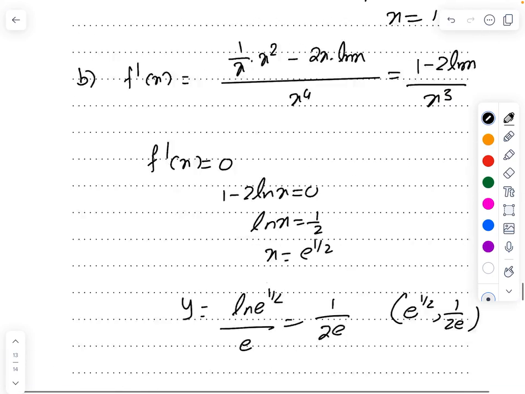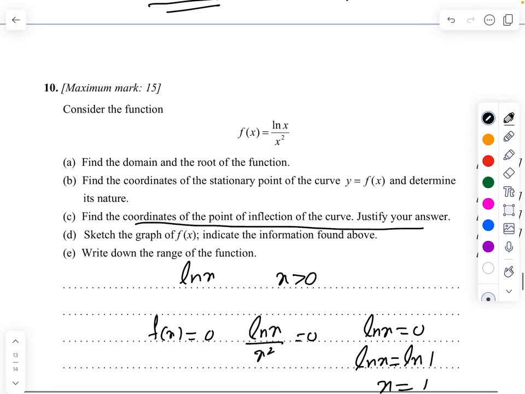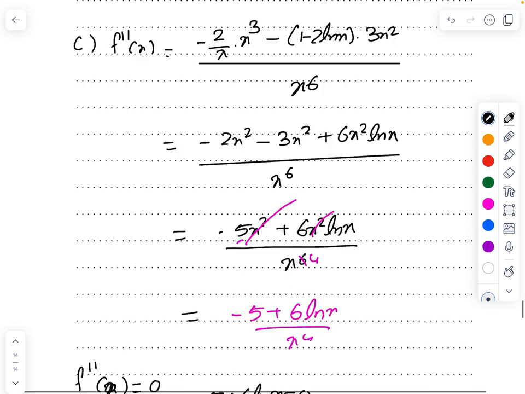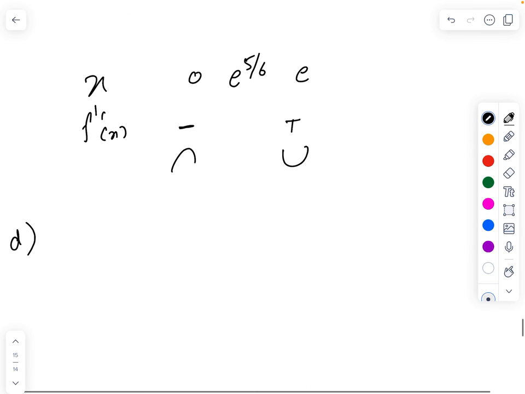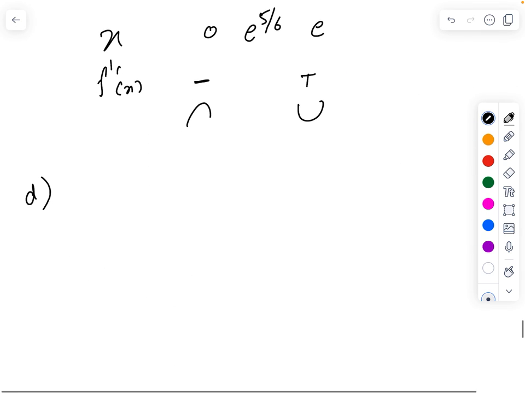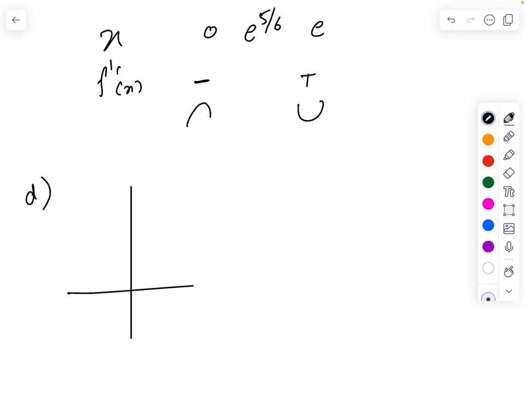Part D, sketch the graph and write down the range of the graph. Now we know that at square root of e there was a maximum point. Square root of e there is a maximum point.